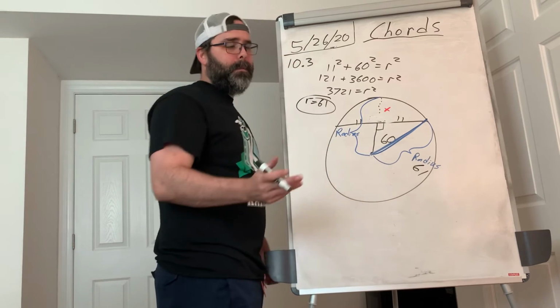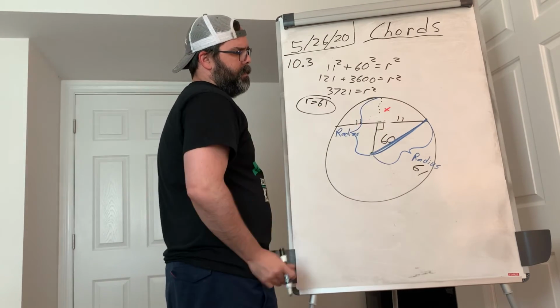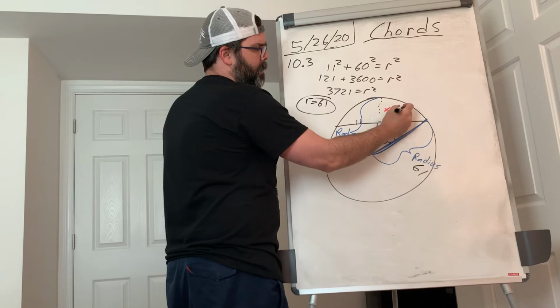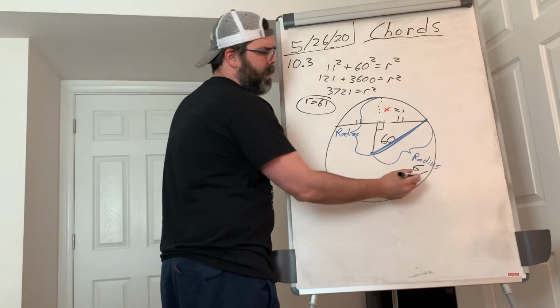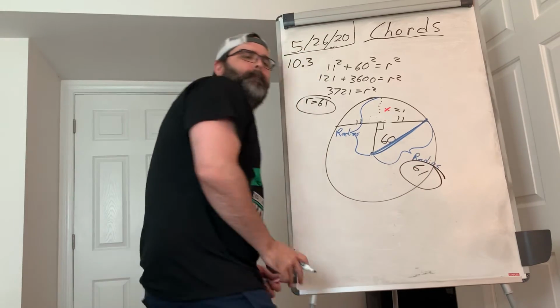Now the problem might ask you to find this distance. So this distance is 1 because this is 60. You just subtract it to get that. But it's not asking for that. It's asking for the radius, which is 61. Okay.